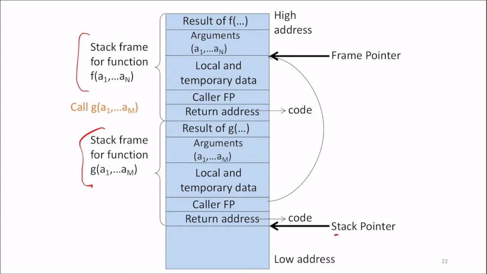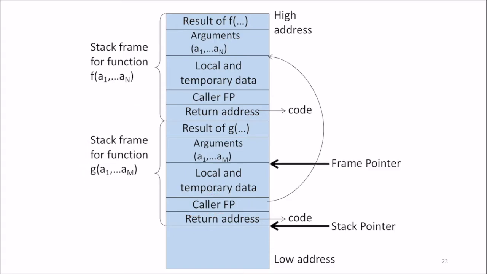And the stack pointer is way over here beneath the stack frame for g. g stores a caller frame pointer, which is this pointer over here. And since it's storing that over here, what we can now do is move the frame pointer down. This frame pointer now is a frame pointer for the function g.